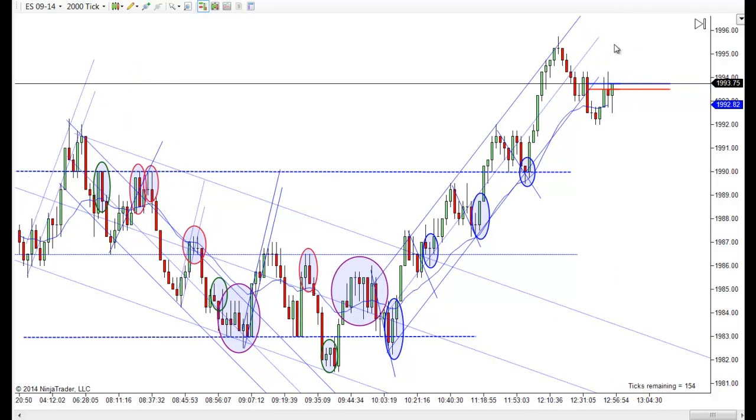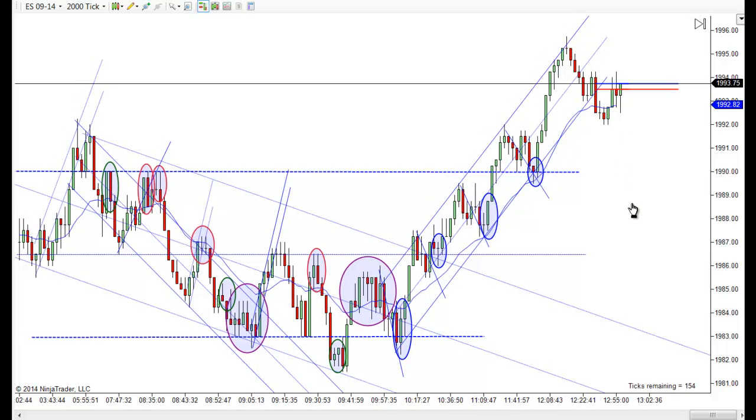And look how we're still trying to go higher here. And guaranteed there's people that got trapped short right in there.